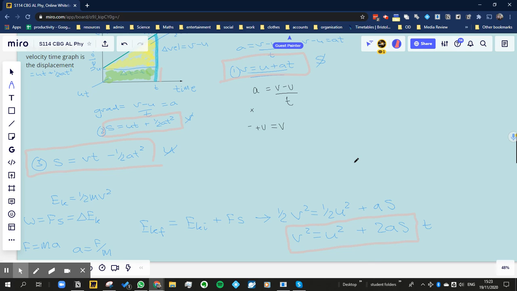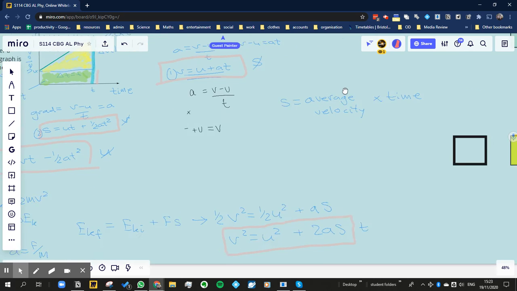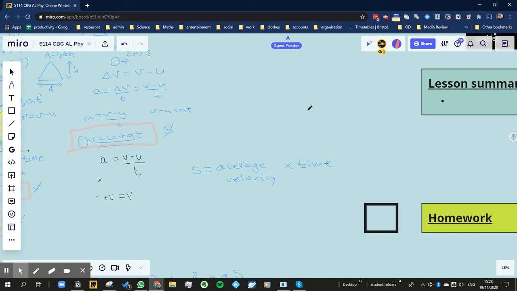So the final equation would be, if we know that something is starting at initial velocity u and finishing at final velocity v, taking a certain amount of time, we can say that the displacement is equal to basically the average velocity multiplied by time, right?